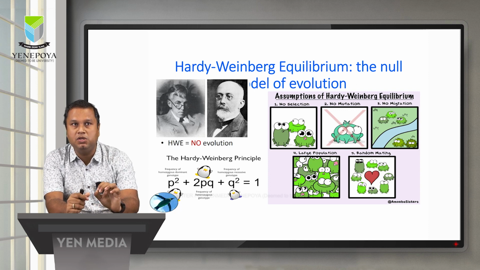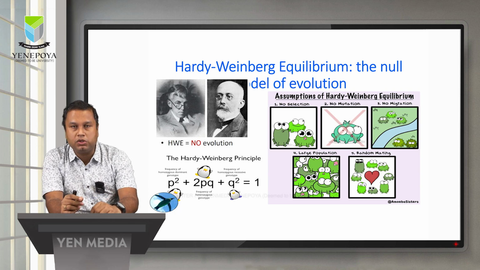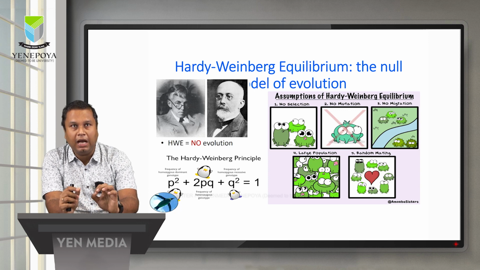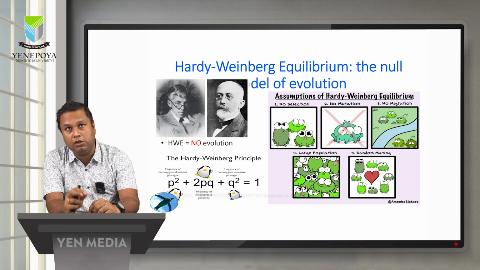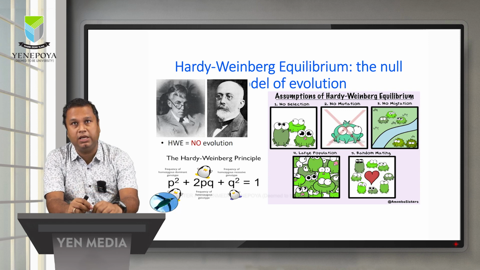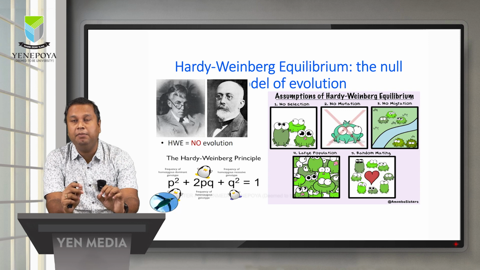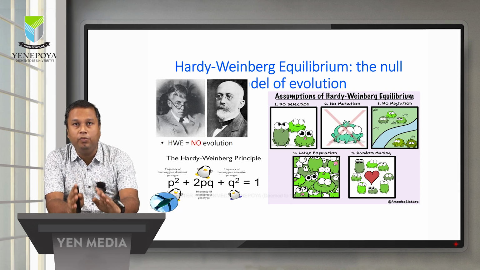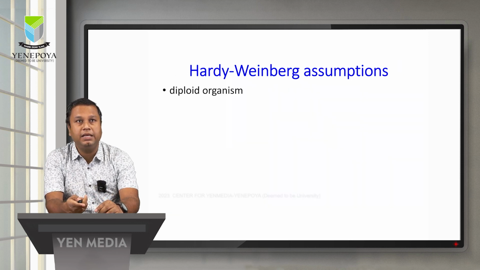Hardy-Weinberg equilibrium is not without assumptions. It is basically the most important null hypothesis in population genetics. Hardy-Weinberg equilibrium simply means no evolution. And when does no evolution occur? When there is no natural selection, no mutation, no genetic migration, and the population is very, very large and randomly mating. Under that concept only will Hardy-Weinberg equilibrium operate. Let's see the assumptions again.